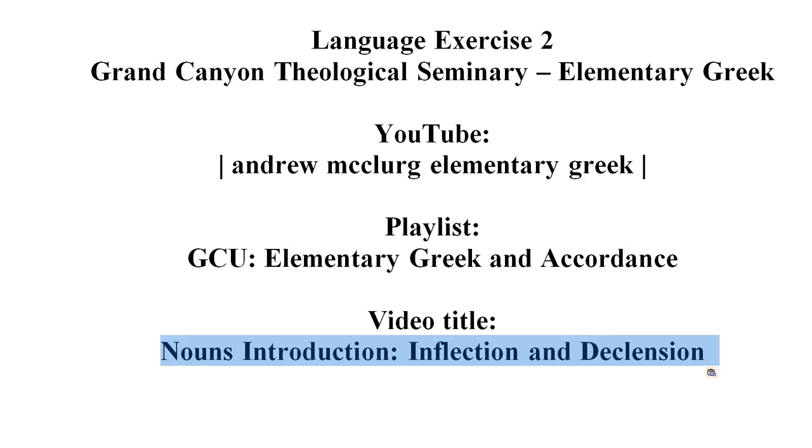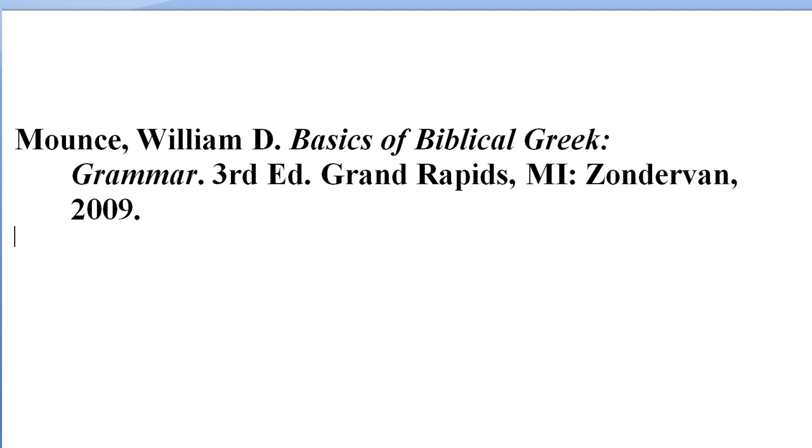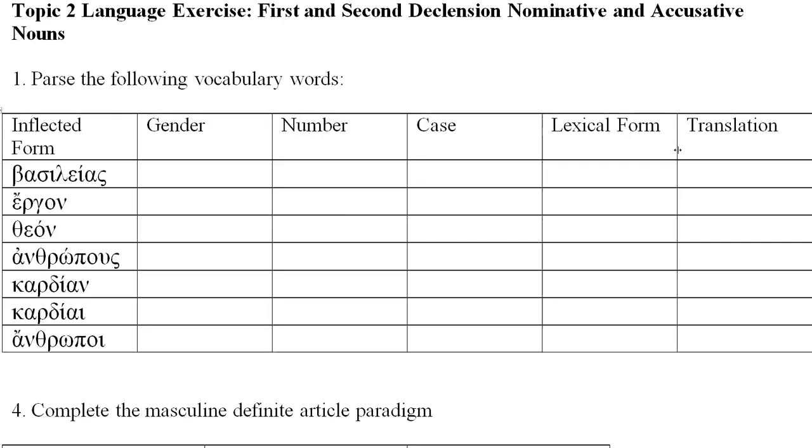Now the textbook we're using is Mounce's textbook. I've got the bibliography here. It's William D. Mounce, Basics of Biblical Greek Grammar, the 3rd edition, and it's Zondervan. So that's the reference for the textbook. Now let's move on and look at the language exercise itself.